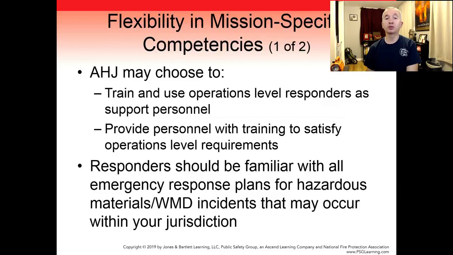As a responder, you should be familiar with all emergency response plans for hazardous materials incidents that may occur within your jurisdiction. If none exist, you should default to the scope of practice established by your training when you are called into service.